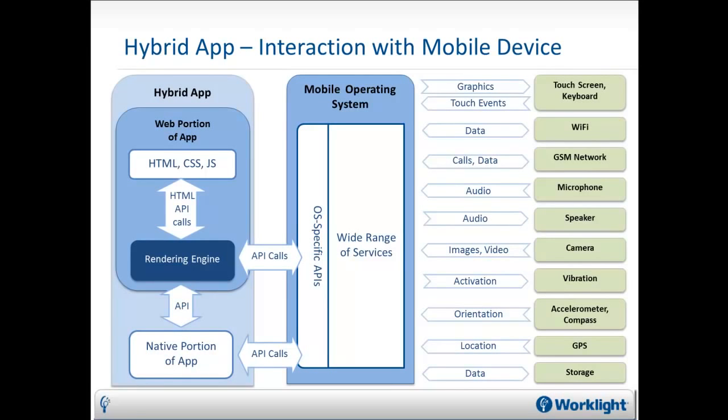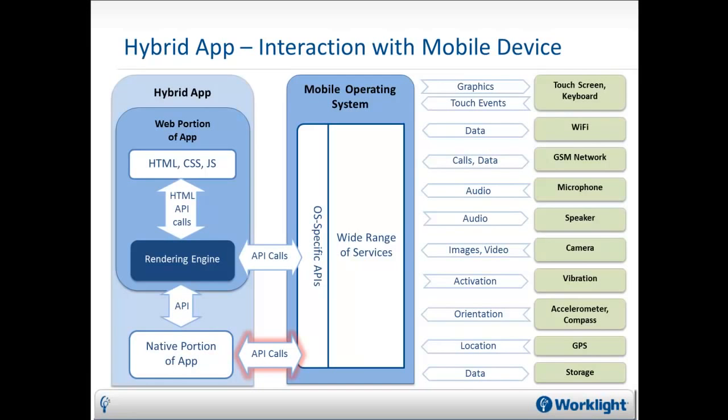As you can see on the left, hybrid apps have two separate components. First of all, there is the native portion of the app. This part can call all the APIs provided by the operating system. It means it has free access to everything the device offers, including things like the camera, microphone, and even the high-level services like the calendar or address book.